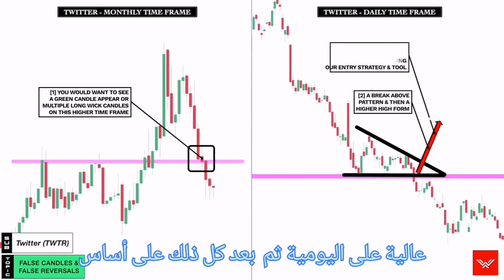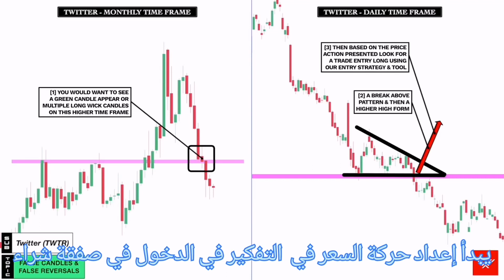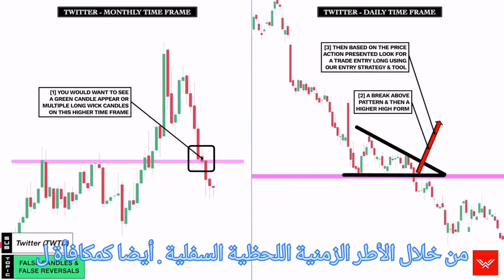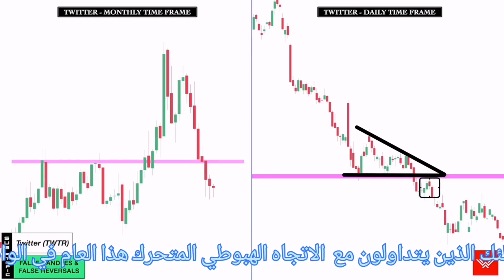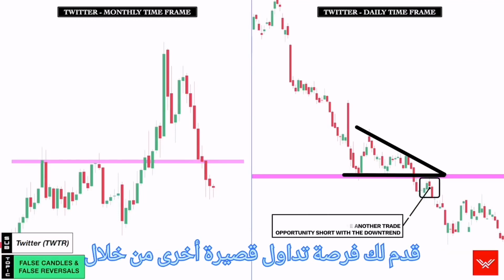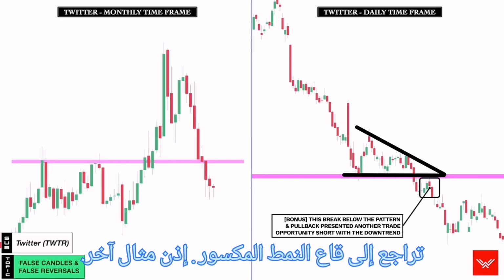And then, after all that, based on the price action setup, begin considering a long entry through the lower intraday timeframes. Also, as a bonus, for those trading with the moving downtrend, this here actually presented another short trade opportunity for you through the pullback to the broken pattern bottom. So one more example.